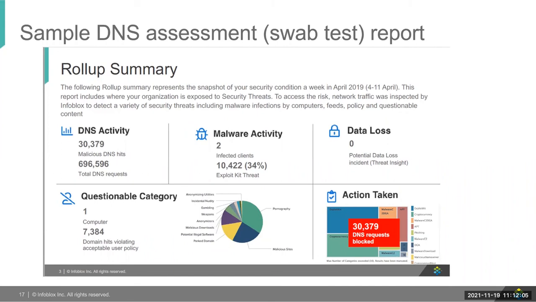So what do we achieve or get from a DNS assessment? When we run DNS assessments, or swab tests, quote unquote, with organizations, with our customers, we find some interesting things. We may or may not, depending. But if we do, then this is a sample of what we find: the amount of DNS activity in your organization, the amount of malware activity related to DNS or exploiting DNS, and any data loss. We also categorize what sort of domains the organization's users are connecting with, and we also have the power within our Infoblox solution to block DNS requests as well, if any action is taken.